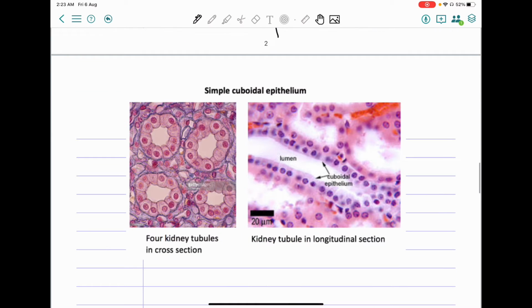So how do you know that these are simple cuboidal? Here, can you see that they have a spherical nucleus and their h equals b, that is height equals breadth. These are cuboidal. Here you can see cuboidal with a central spherical nucleus.